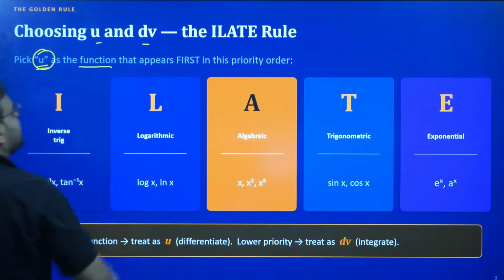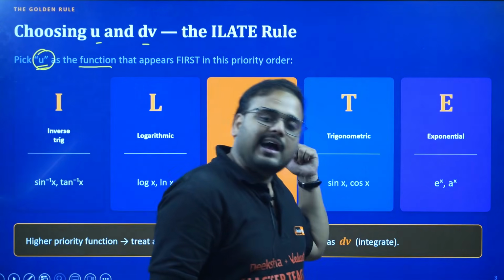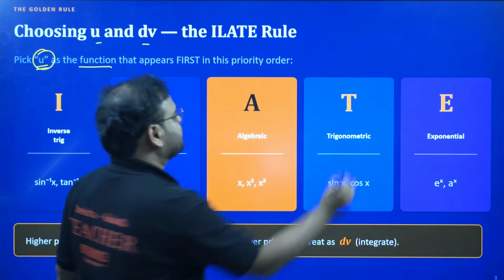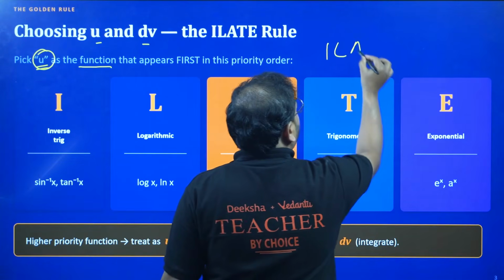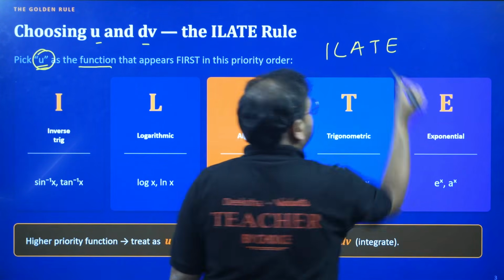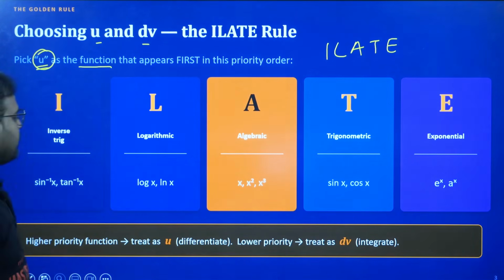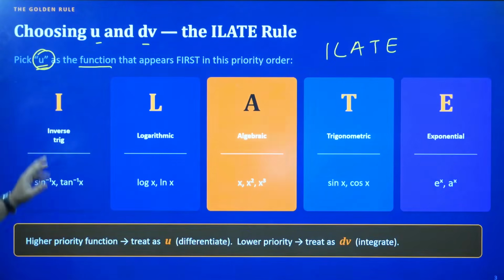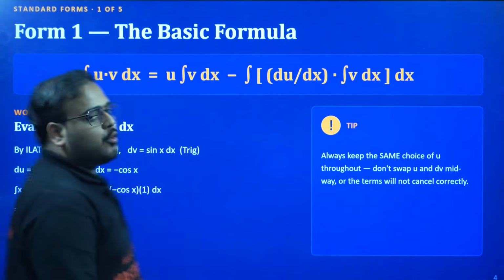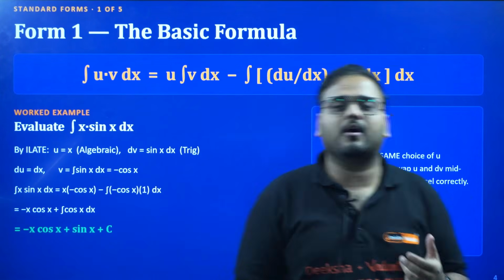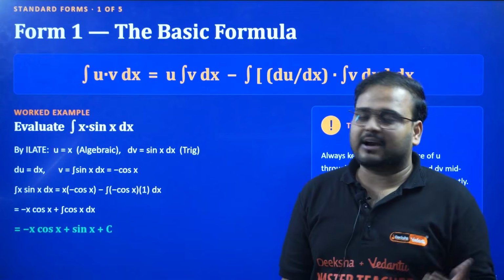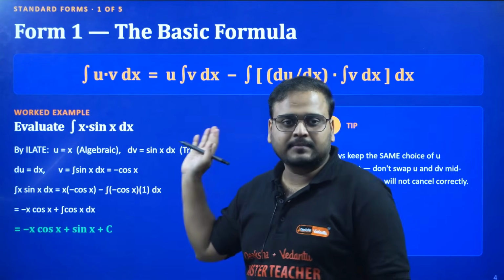U, if it is my first function, I will take it as per the priority order given in ILATE. Clear? I hope this is clear. This is my golden rule, and now we're going to go to the different forms of by parts that we have. The first form is very simple, the standard form.